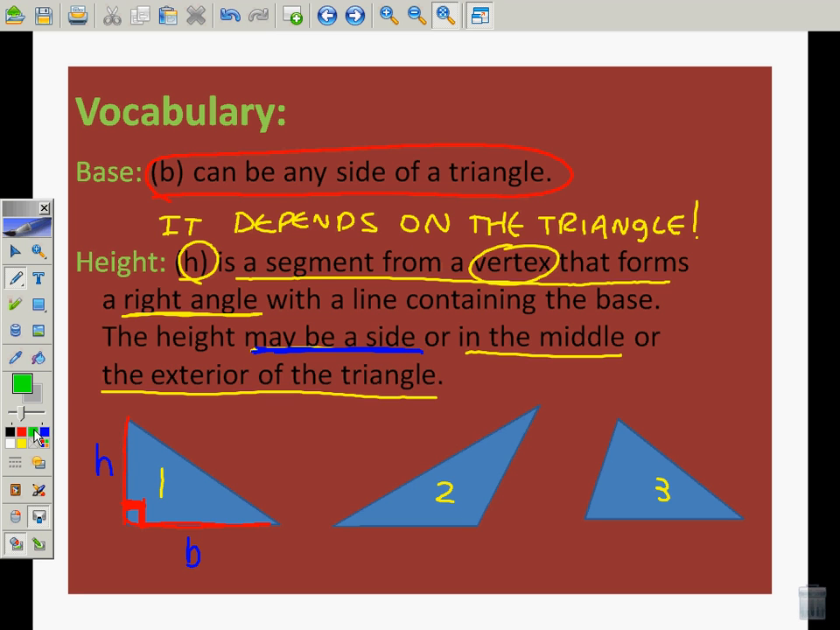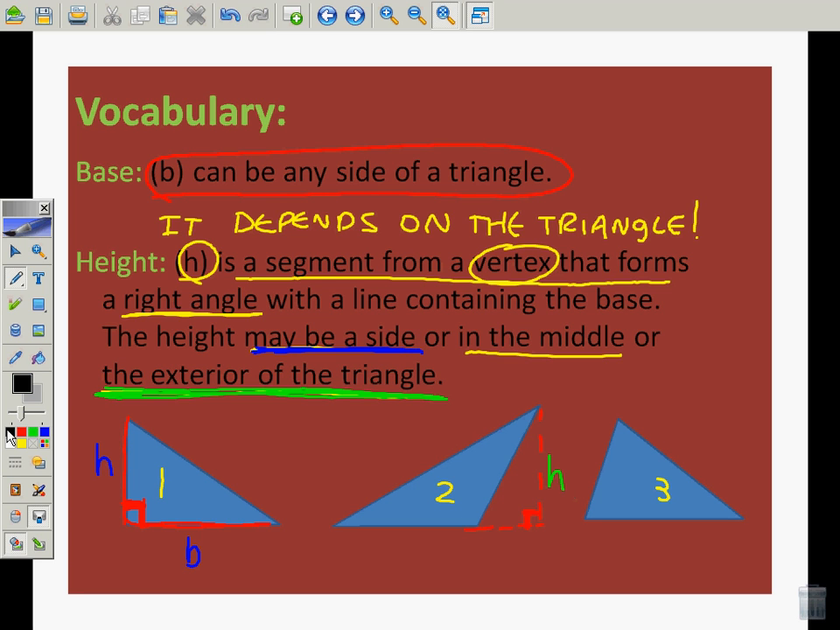This is going to be on the exterior of the triangle, because watch what happens. When I try to draw my 90-degree angle, I can't put it inside, but what I need to do is drop down a line that comes like this and extend the base like this. Now I have my 90-degree angle right here. You see how that works? Because the triangle is still this high.